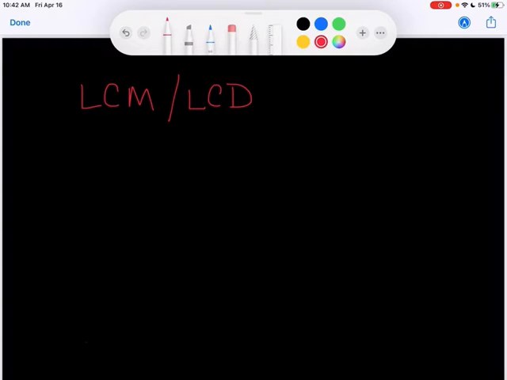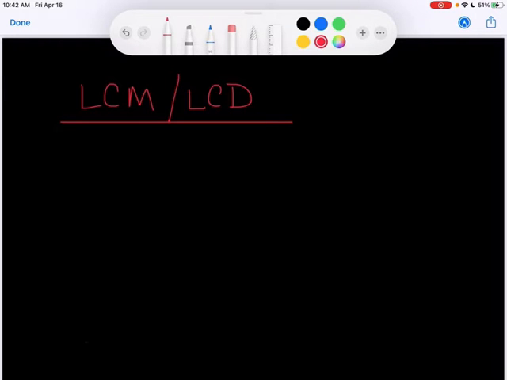In this video, I'm going to show you how to find a least common multiple or a least common denominator. They're almost the same thing, except when it says least common denominator, that means you're looking at the denominators of fractions. But you're still trying to find the least common multiple for those denominators. So least common multiple is the smallest number that all the values will go into. It's kind of like the opposite of greatest common factor.